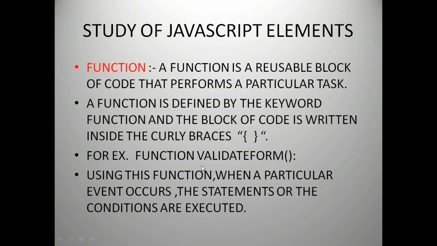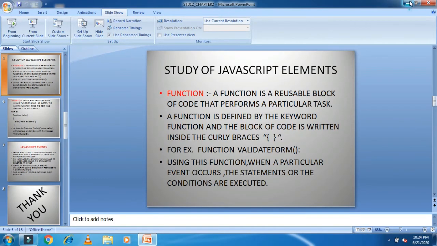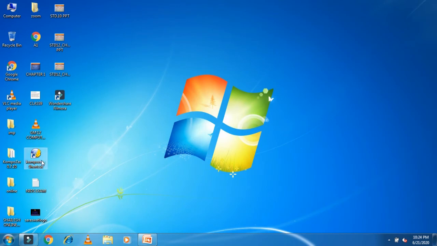For example, function validateForm. Okay, got it, student? How to write: function, space, validateForm. Using this function, when a particular event occurs, event means action, the statement or the condition is executed. Now here I will show you one practical, so you will understand how you have to use this JavaScript element. Okay, students, so I minimize this and I will open the Composer.